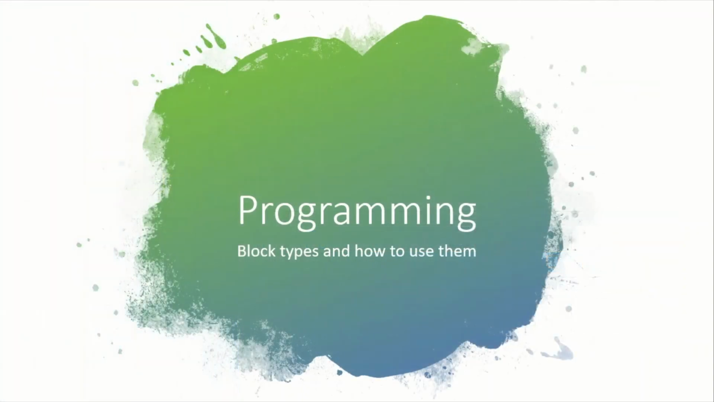Now to start our lesson, we'll talk about the different types of blocks. There are 6 types of blocks that are used for the EV3. There are 4 main ones and 2 others that are used for more advanced people.